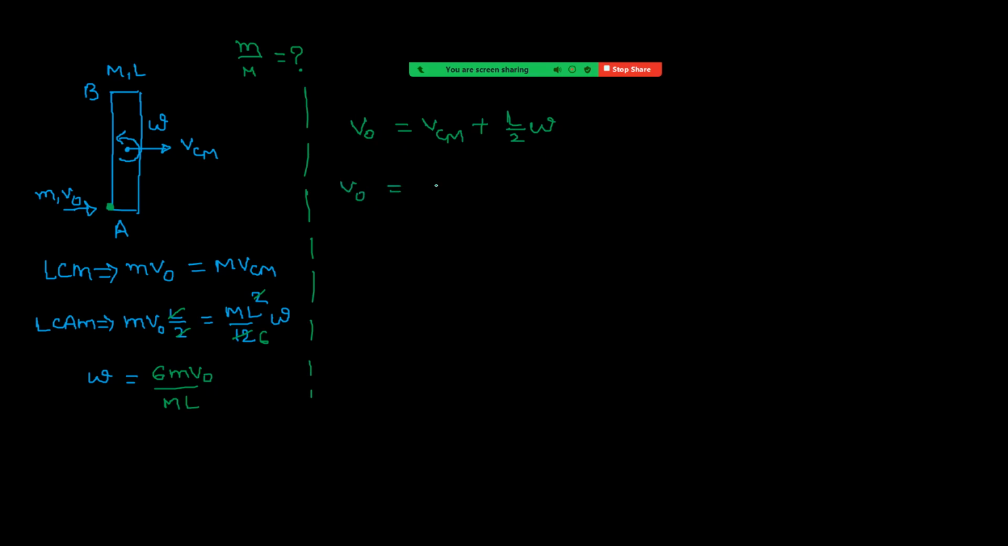Now substitute values in this. V naught is equal to VCM, m v naught upon capital M, plus L by 2. In the place of omega, 6 m v naught upon m l, right? Now see calculation.